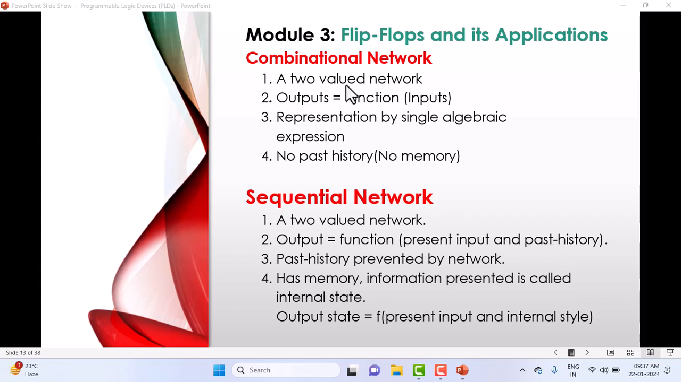Here we described what we mean by combinational network and sequential network. Combinational and sequential networks both are two-valued networks. Whereas in the first case, combinational network output is a function of only input. With reference to the sequential network, output is a function of present input and past history. This we are already aware of. Combinational network doesn't have memory. Sequential network has got memory. That's one main difference we can see from the combinational and sequential network point of view.